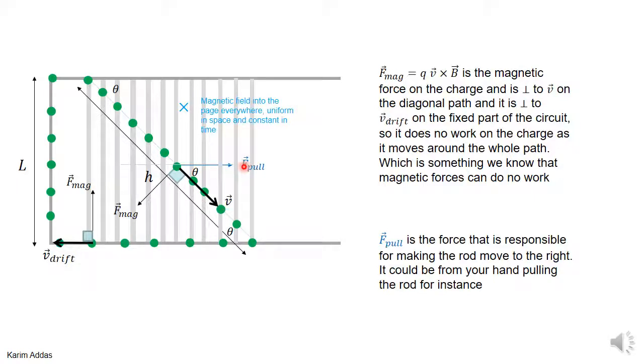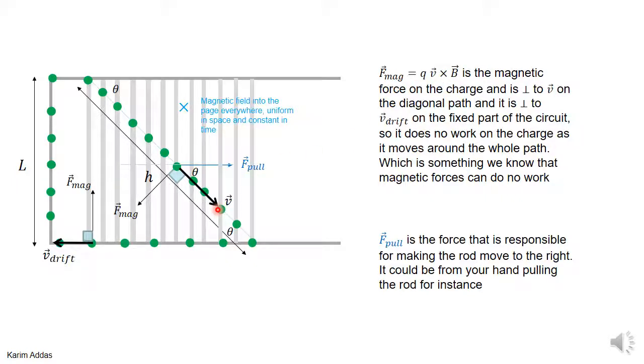It'll stop eventually. So to keep this rod moving with a constant speed, you have to actually pull it to the right. For instance, hold it with your hand and move it to the right. So that's what F pull is. And F mag is the magnetic force on the charge. So the charge has a magnetic force QV cross B.